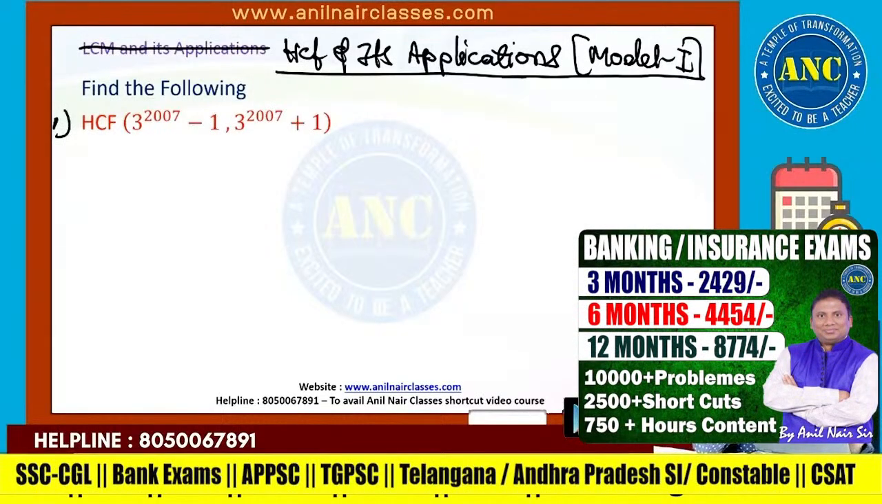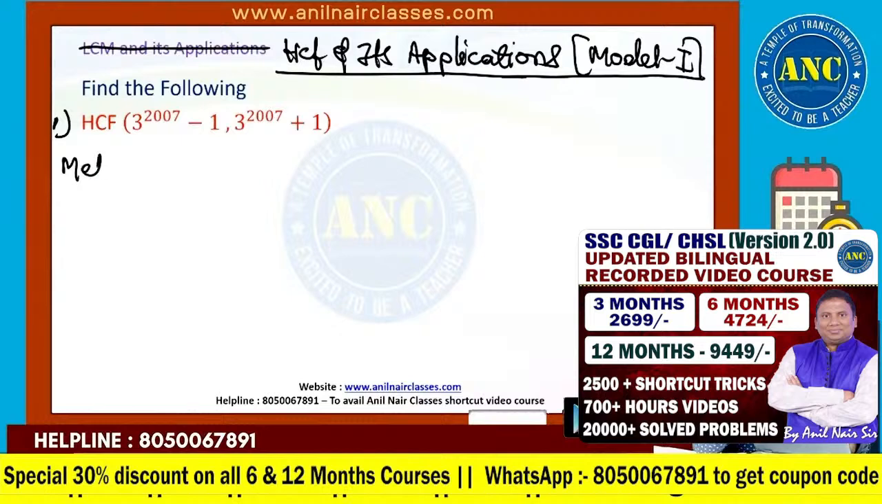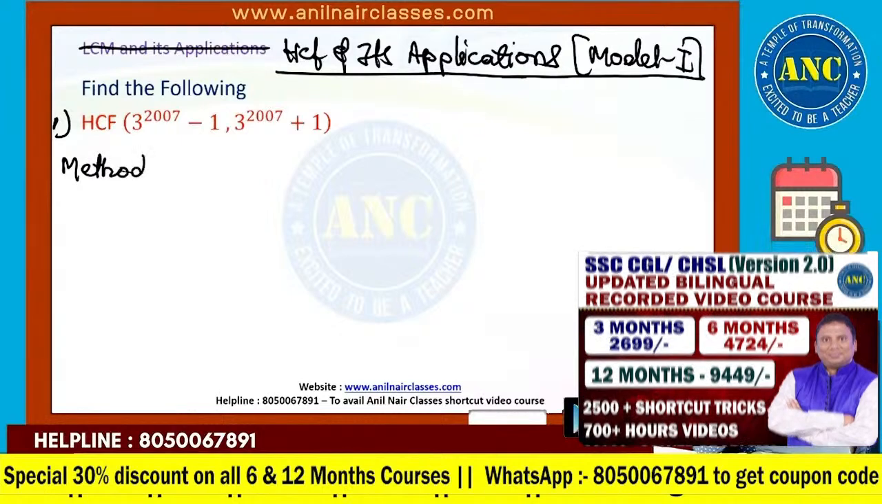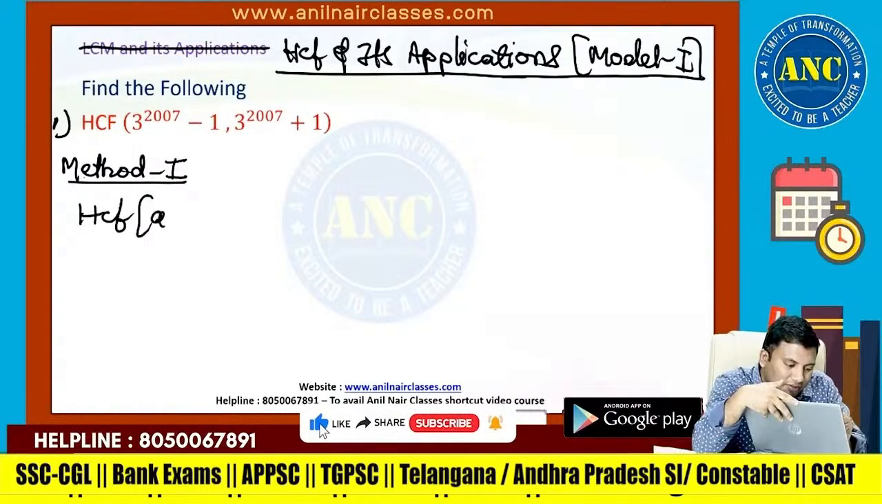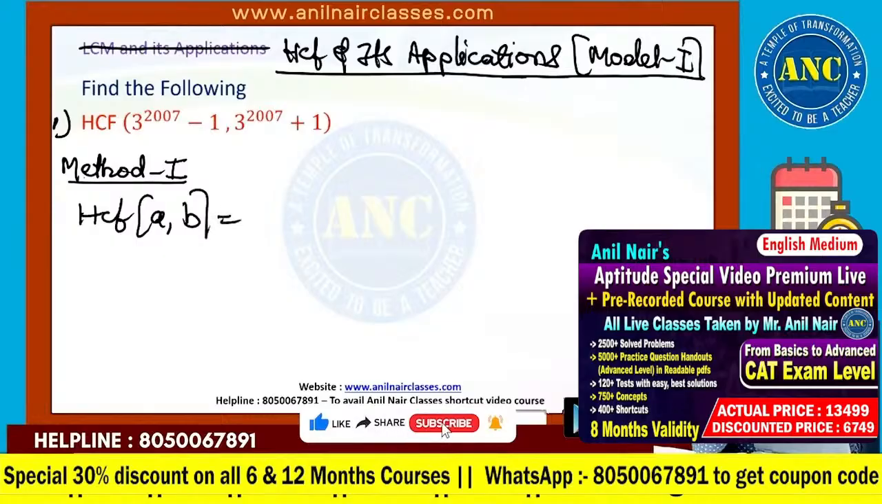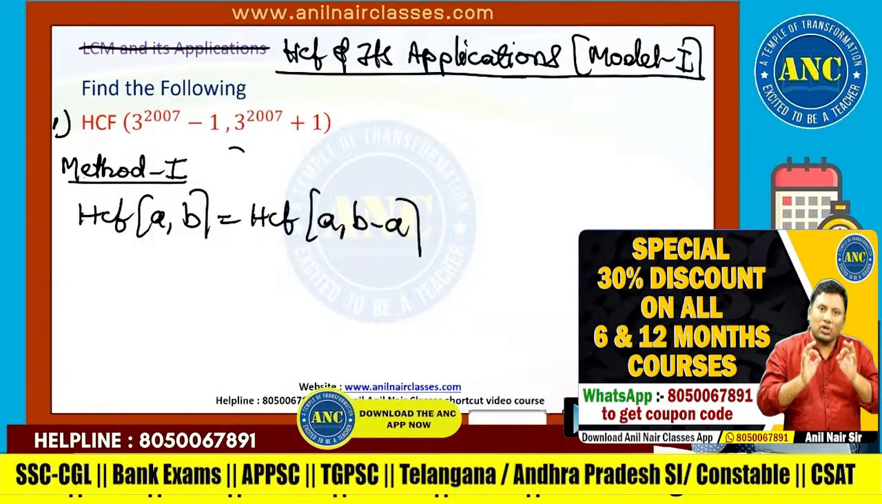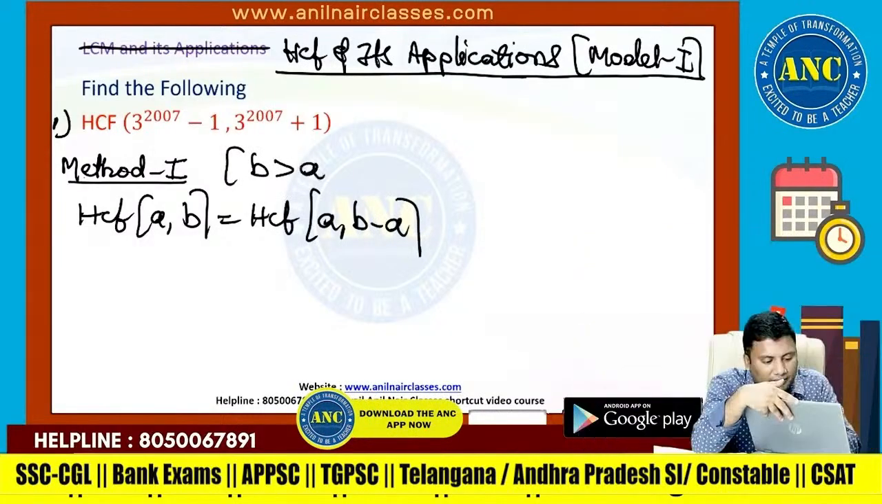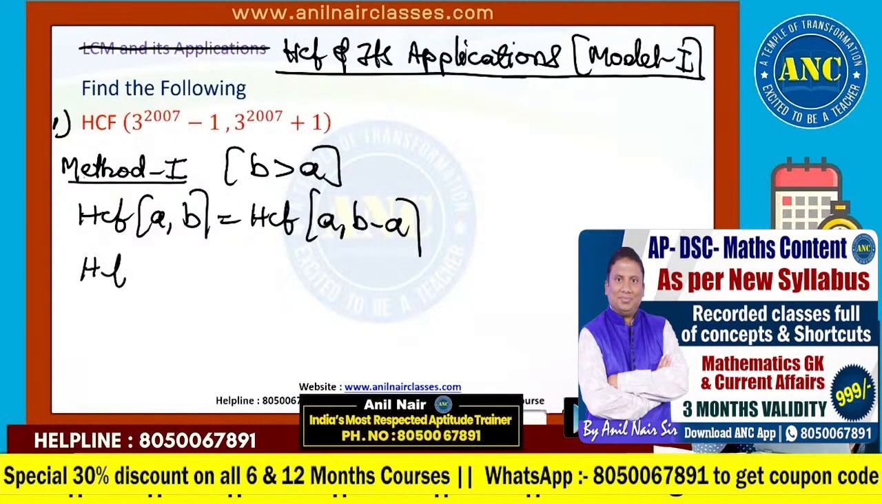HCF of 3 power 2007 minus 1 comma 3 power 2007 plus 1. Method 1. What is the concept which we discussed? HCF of A comma B is also equivalent to HCF of A comma B minus A, if B is greater than A. I will use this model.